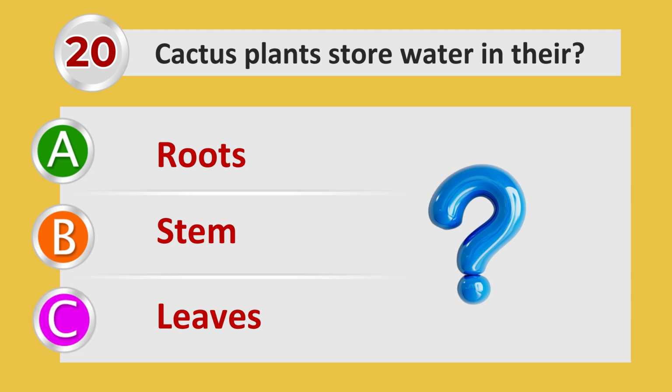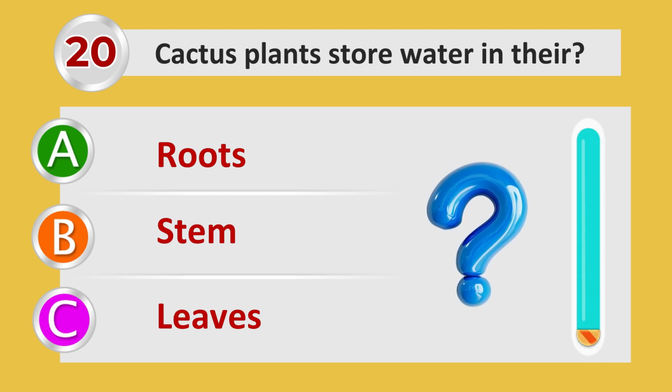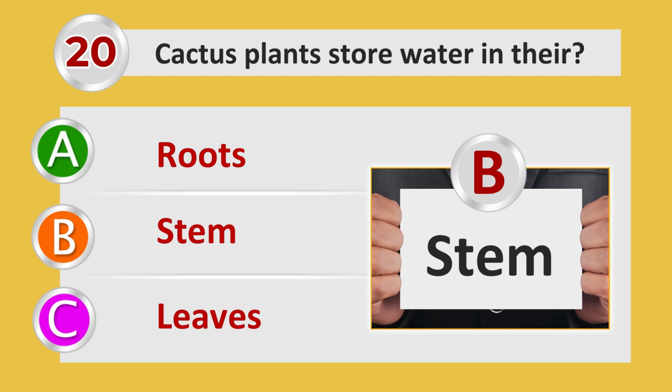Cactus plants store water in their A. Roots. B. Stem. C. Leaves. Answer is the B. Stem.